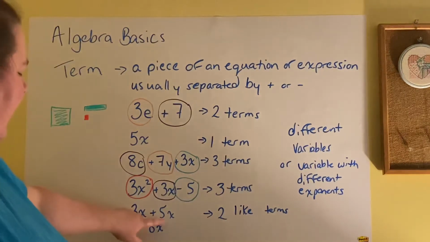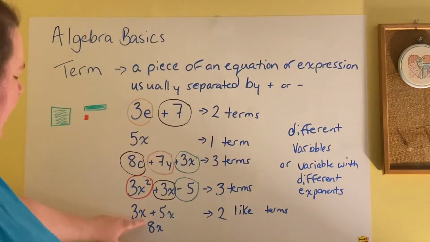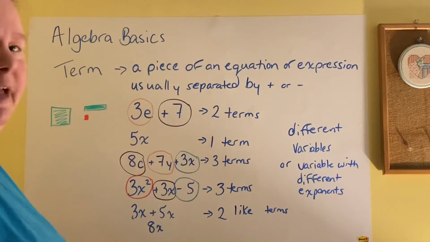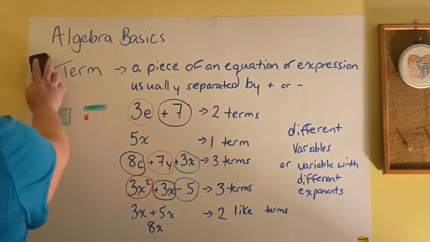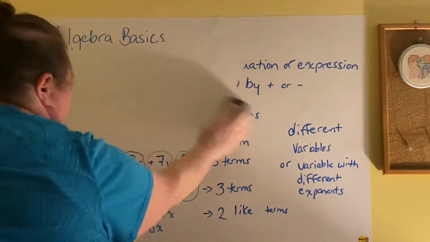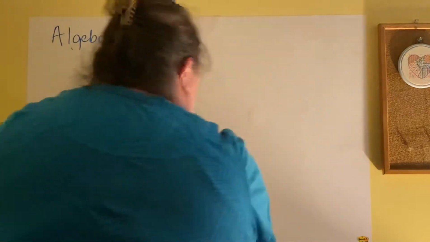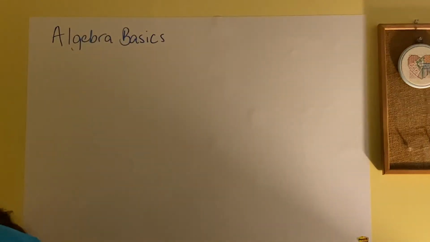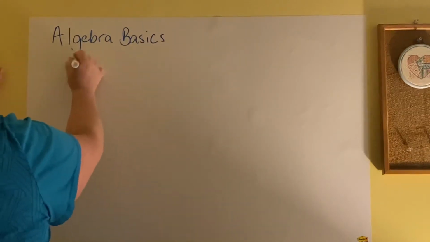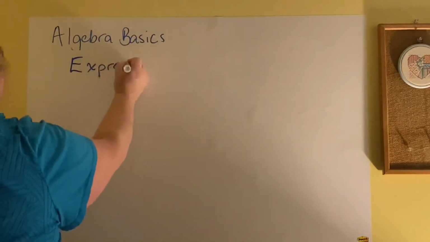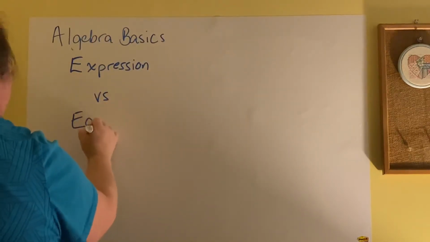So you just add or subtract the coefficients in front, and then you just leave the variable as is. There's a couple other types of questions you might see. So I'm going to just erase this for a second, because I want to make sure we're all clear on what an expression is versus an equation.